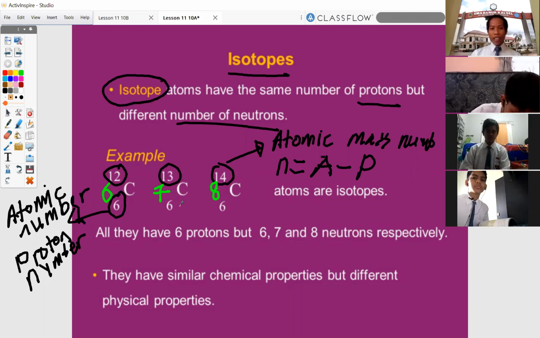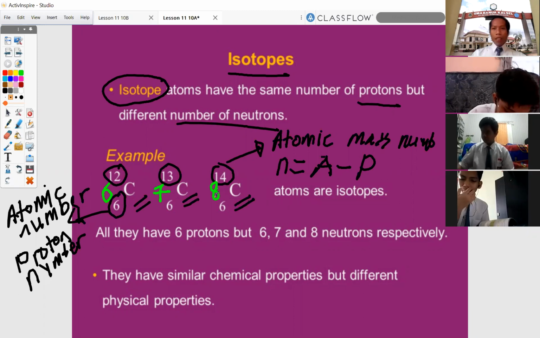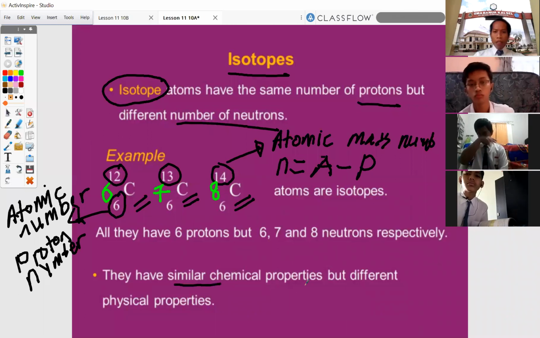Isotopes are generally the same atoms. For example, this one, all of them are carbon. As you can see here, the symbol is the same. But the difference is this is carbon 12, this is carbon 13, this is carbon 14. They are different carbon, but they are still carbon. Because they are the same element, they will have similar chemical properties.